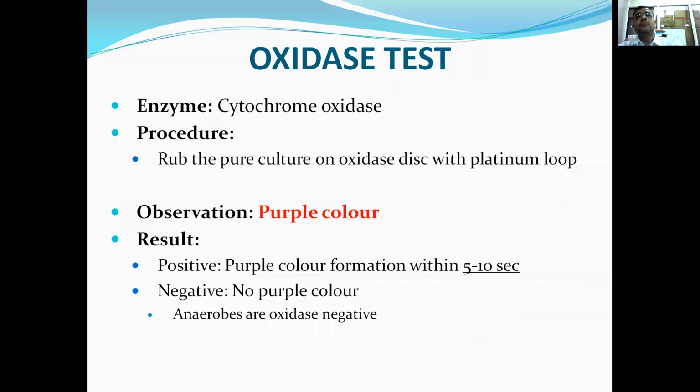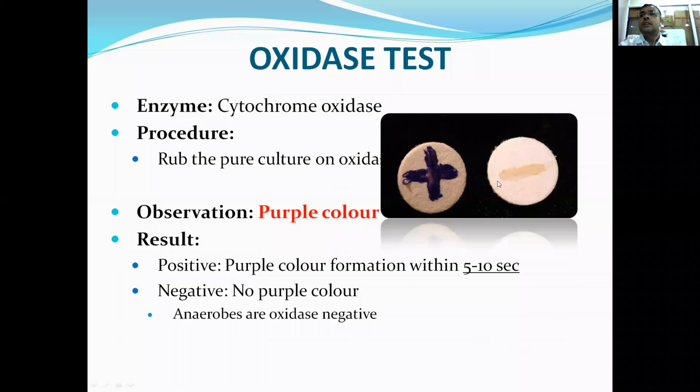Once that substrate breaks down, it will produce a color change. So the procedure is again simple. You have to take your pure culture on the platinum loop and rub that pure culture on the oxidase disc. Now this oxidase disc might be ready-made, or you can prepare it inside your laboratory by adding the reagent. Once you rub this colony over the oxidase disc, you have to observe it for color change. Here purple color formation is considered a positive test, and no change in color is considered negative.